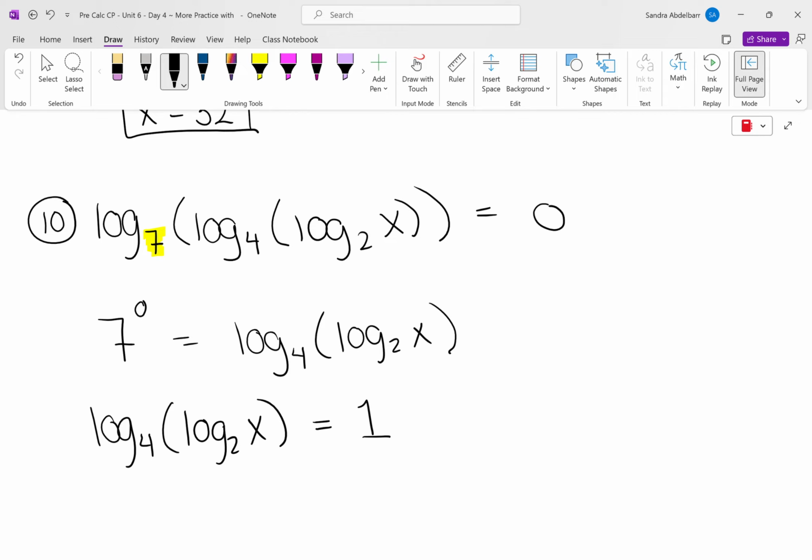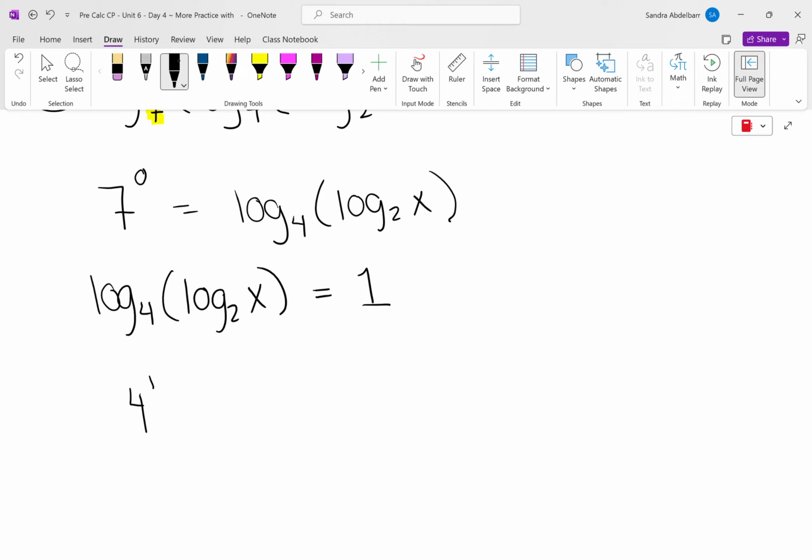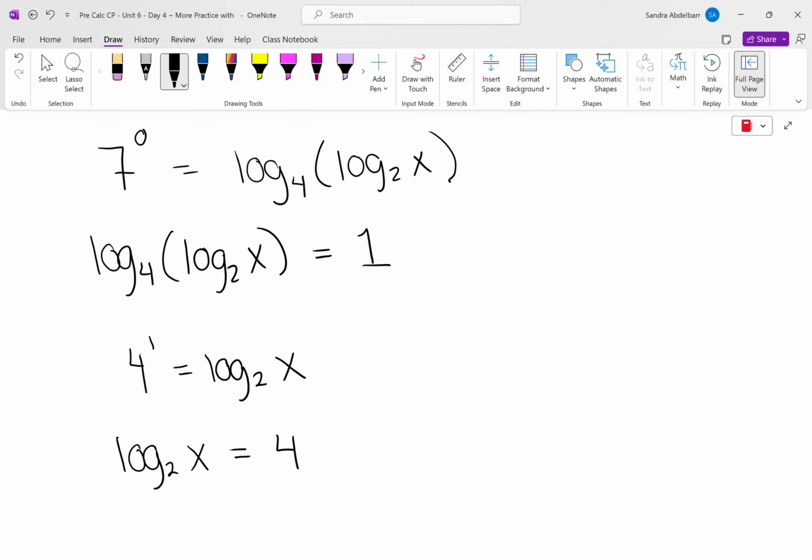All right, which log is outside the parentheses this time? 4. So now we're going to use that as our base, log base 4. So now I'm going to say 4 to what power? 1. 4 to the first power is equal to what? You got it, log base 2 of x. Well, what's 4 to the first power? 4. So I'm going to rewrite this, log base 2 of x equals 4.